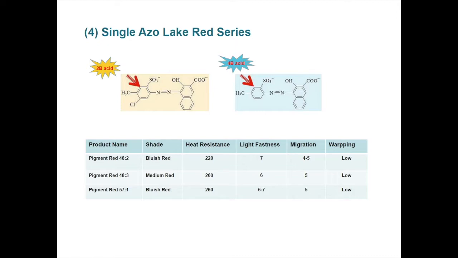Their chromatograms range from yellowish red, pigment red 48:1, to medium red, pigment red 48:3, then to bluish red, pigment red 48:2, red 57:1. Performance of the four varieties is also different.